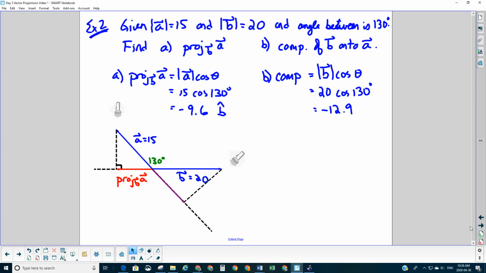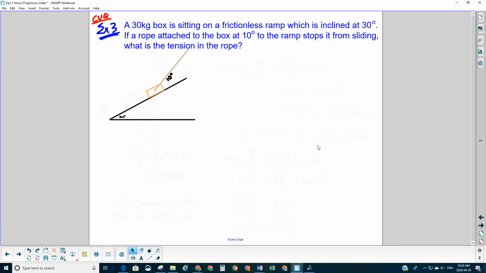All right, so where is projection used? Well, it's used for this classic vectors question. So this is where you'll want to make sure that you pay close attention, because this is the question you'll be asked all the time about projections and vectors. So a classic physics question here. We've got a 30 kilogram box sitting on a frictionless ramp inclined at 30 degrees. So for starters, I want to talk about this frictionless ramp.